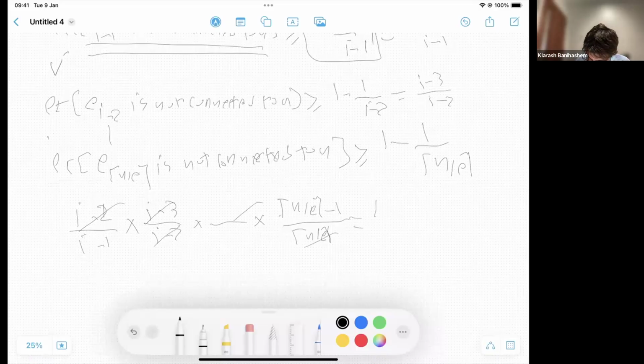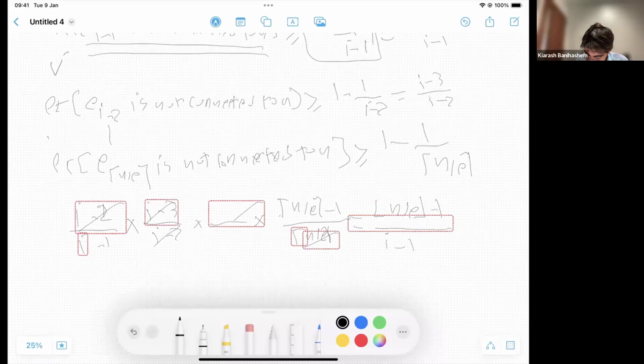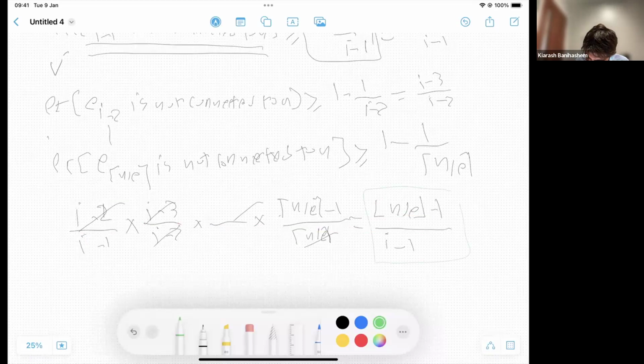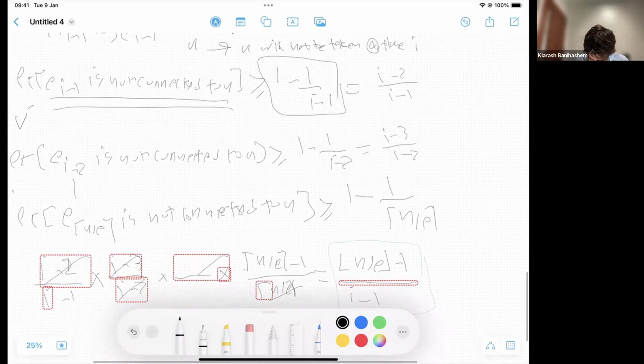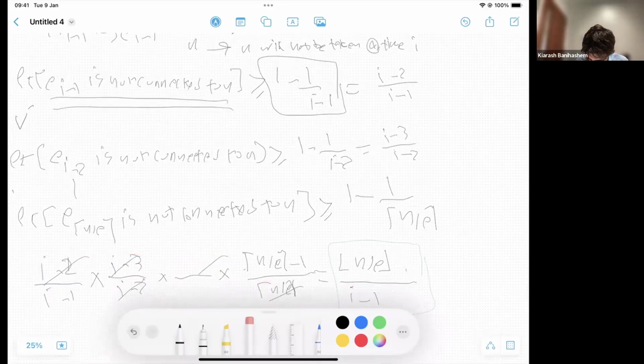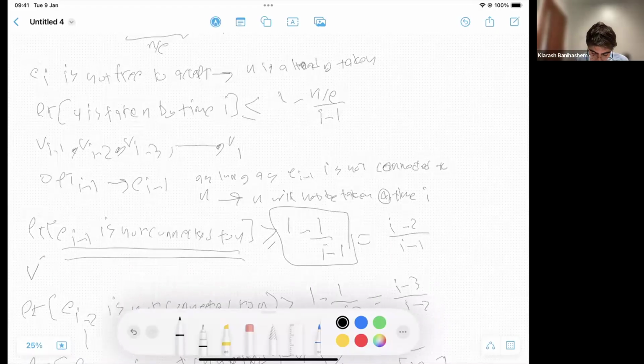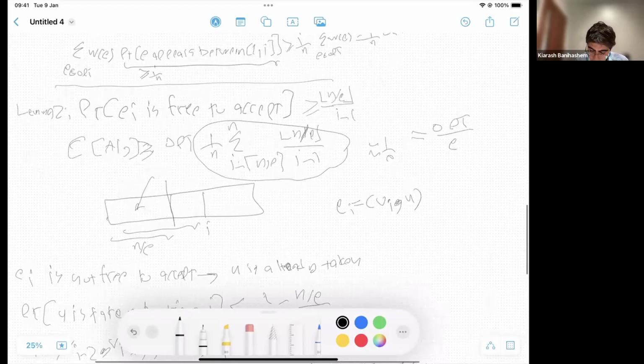And I'm going to be left with floor of n over E, because ceiling minus 1 is going to be floor, divided by I minus 1, right? So this is what I'm left with. And if you recall, this is the same quantity as, or sorry, there's no reason for minus 1 here. So there was a ceiling and there's a floor. Yeah, so this is the same quantity as what I was looking for here, right? Same quantity.